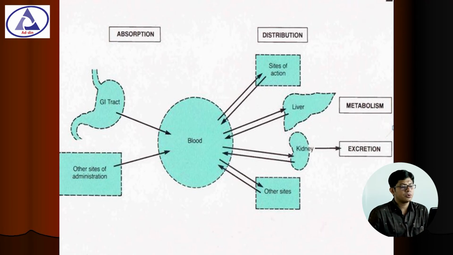In this scenario, we can see that when drugs are given at the GI tract or another site of administration, the drug comes to the bloodstream, and from the bloodstream it goes to the site of action, liver, kidney or other tissue. Then metabolism occurs in the liver or other tissue, and finally the drug is ready for excretion.